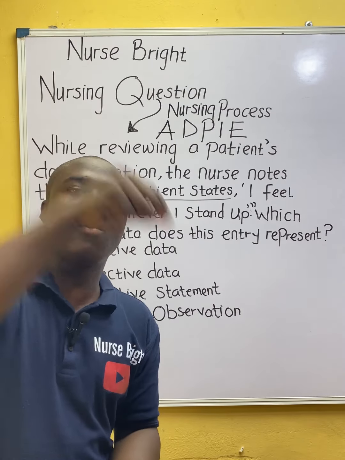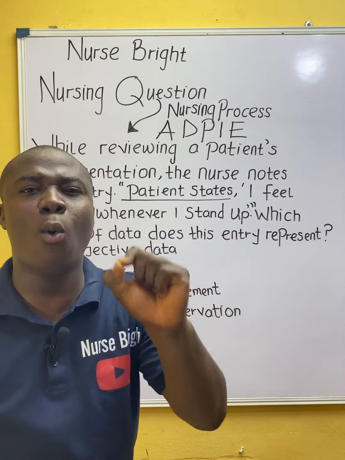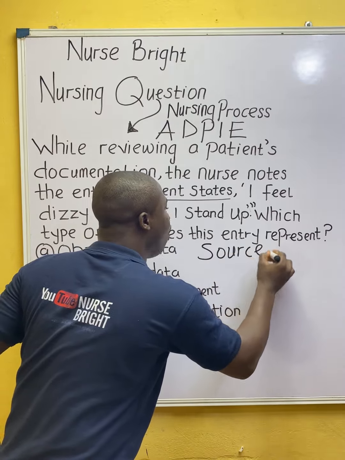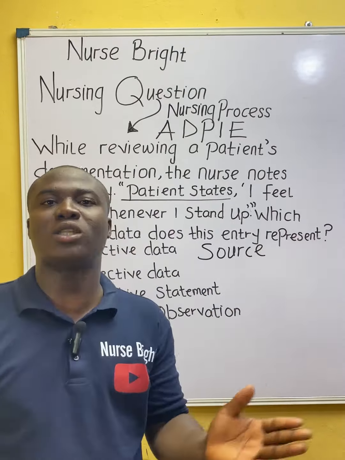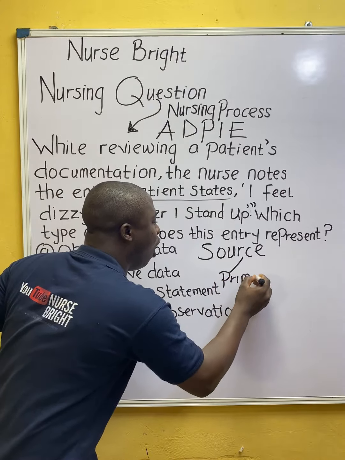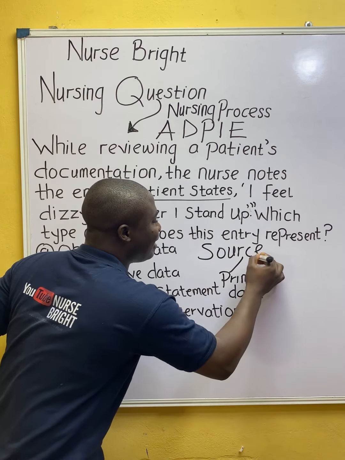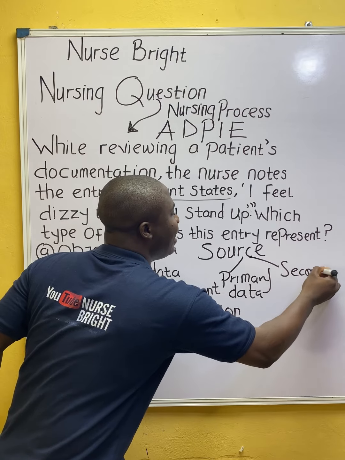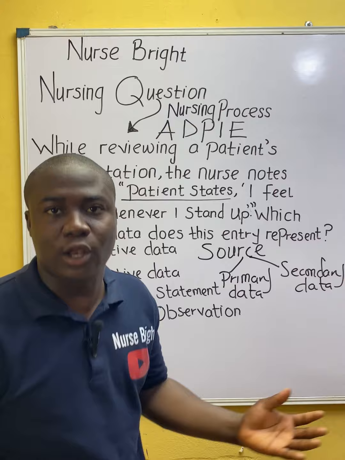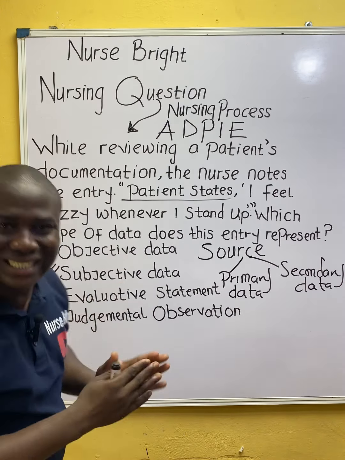As we are having objective and subjective data being the types of data, also we have what we call sources of data. Now listen, we have sources of data. Data can be gotten via two sources, all right? We have the primary source of collecting data, primary data, as well as secondary data. Remember, we said that data are information gathered by us, objectively or subjectively, which are the types of data.